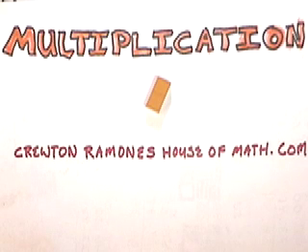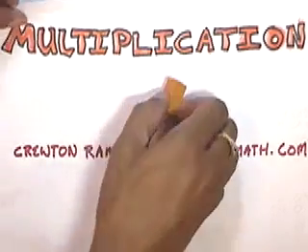Alright, Crewton Ramone's House of Math, doing more cross multiplication, two-digit cross multiplication. Let's get right into it.